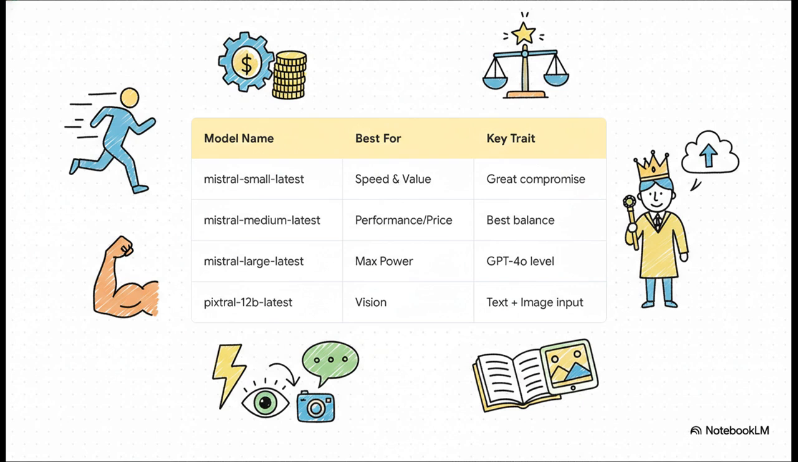So here's the basic lineup. You've got Mistral Small, which is your champion of speed and value. It's perfect for quick, simple tasks. Then there's Mistral Medium, which is kind of your all-around workhorse. It's got the best balance of power and cost. Now, if you need the big guns for really complex reasoning, you reach for Mistral Large. That's the powerhouse. And then you have these cool specialty models like Pixtral, which can actually see and understand images.